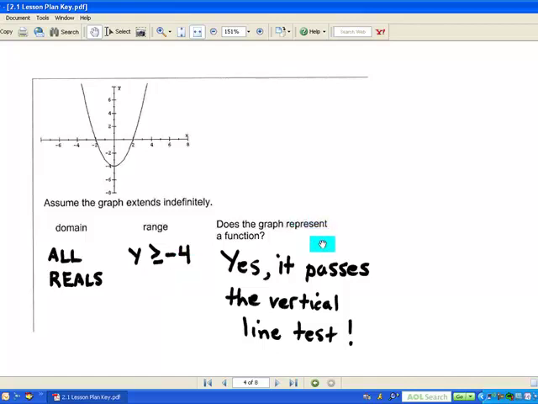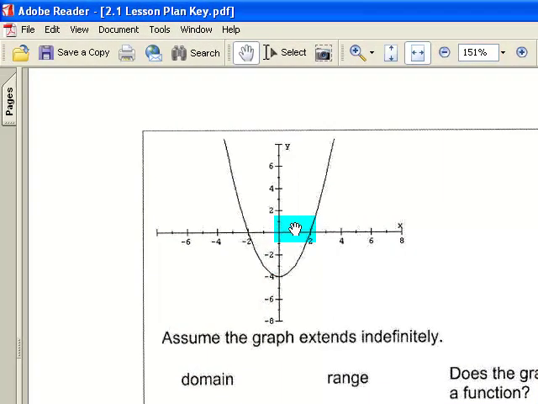Last question. Does this graph represent a function? The way you determine if a picture of a relation is a function is by applying the vertical line test. And the way the vertical line test works is you take your graph and you draw an imaginary vertical line through the graph. Any vertical line you draw is allowed to cross the graph one time. If it crosses more than one, then your graph is not functioning properly.